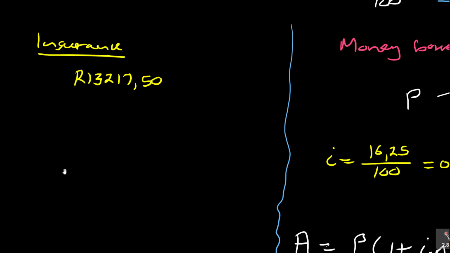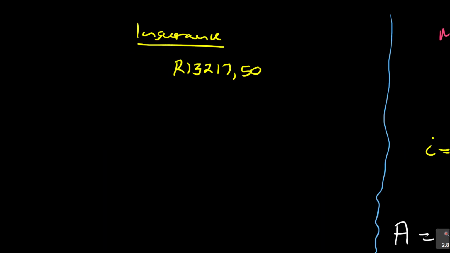Now we want to find out how much was the annual insurance. The insurance, they said 1.5%. So what you do, you say 1.5 over 100. Always divide the percent by 100. Then you multiply by this amount. And then it will give us the value.